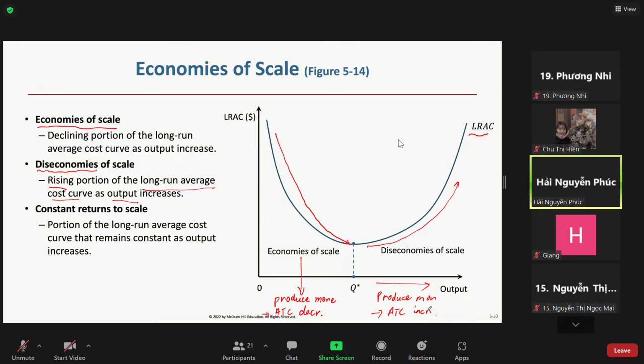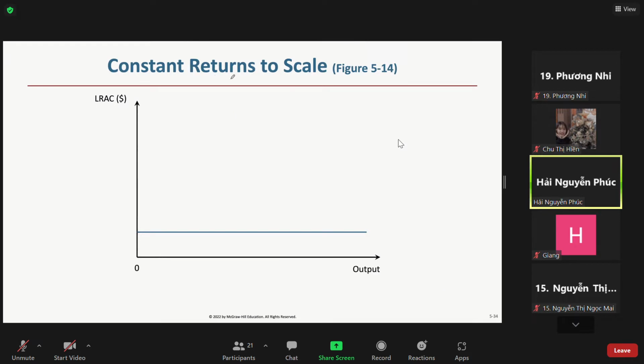Okay. These economies of scale. The problem of economies of scale is often related to the fact that if a firm is too big, it is going to be quite difficult to manage the firm. Right? To manage the firm is going to be quite difficult if it is too big. Okay. The next concept we're going to discuss is constant return to scale.